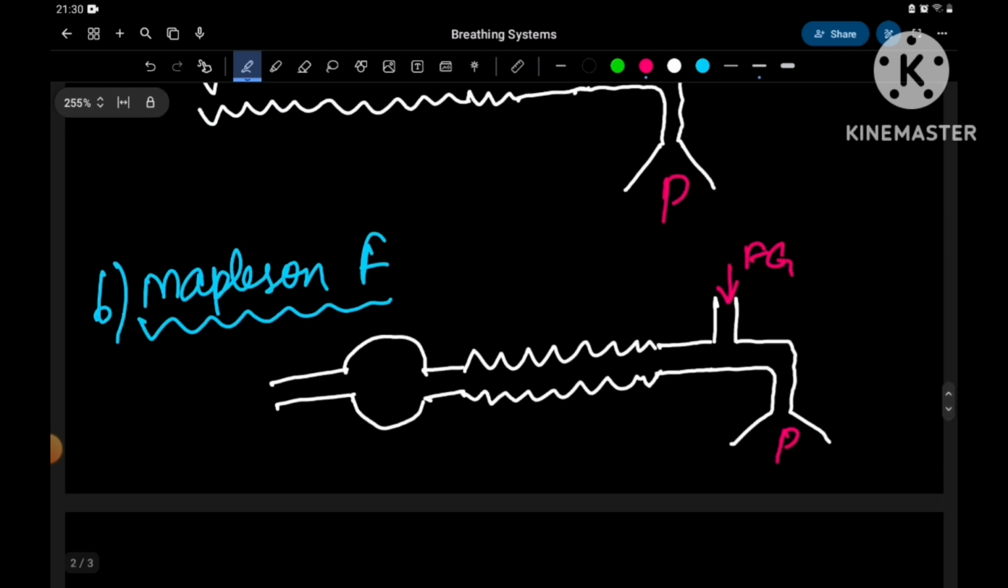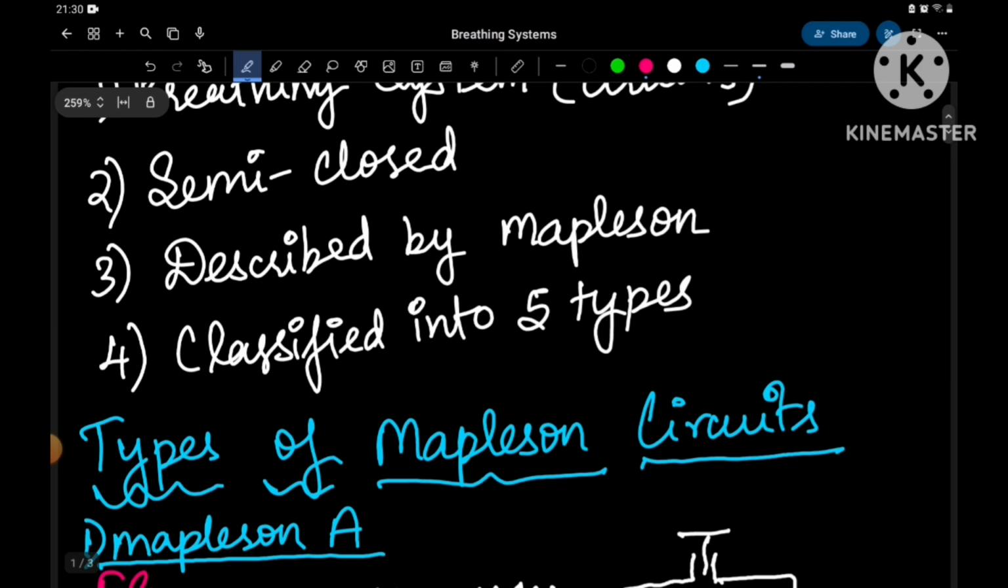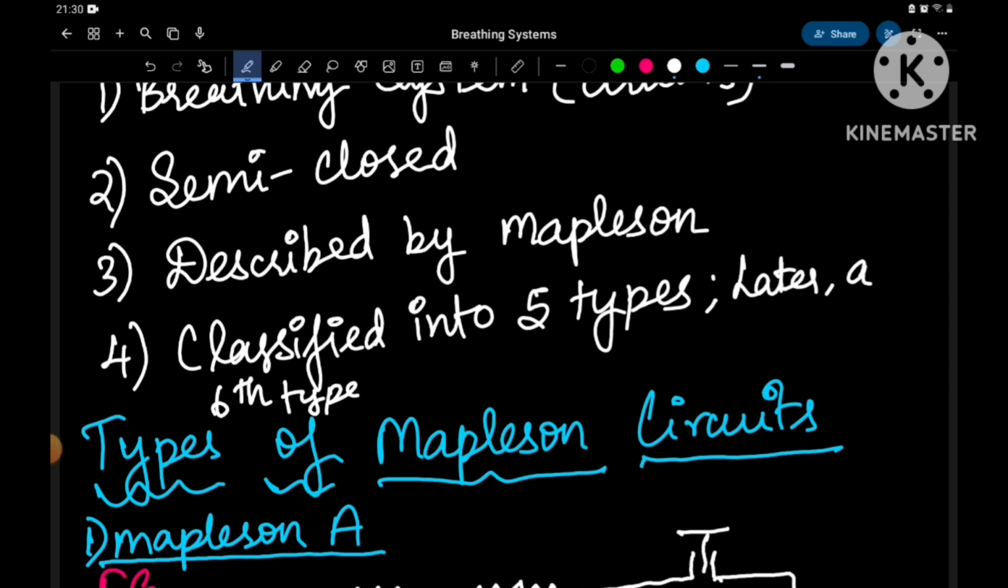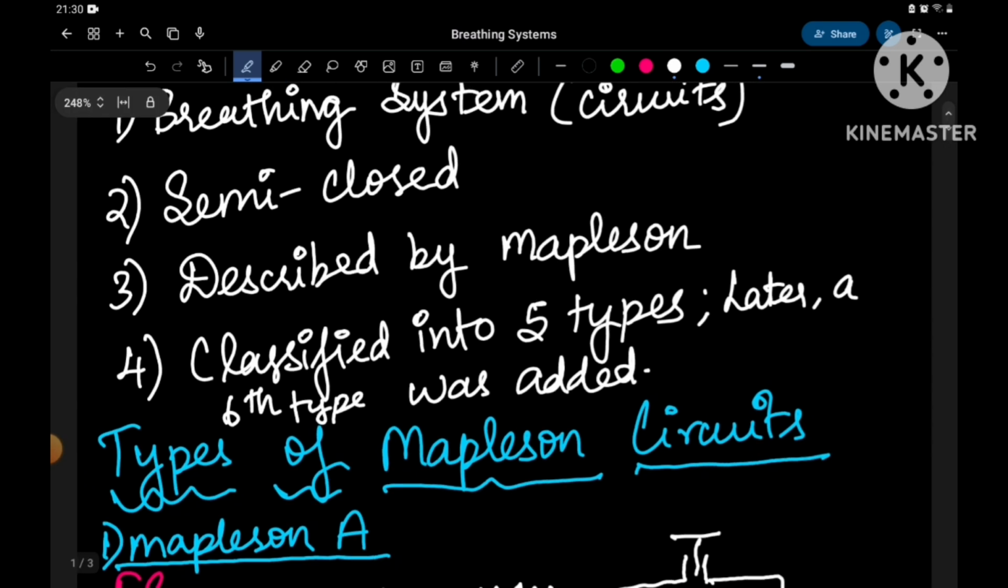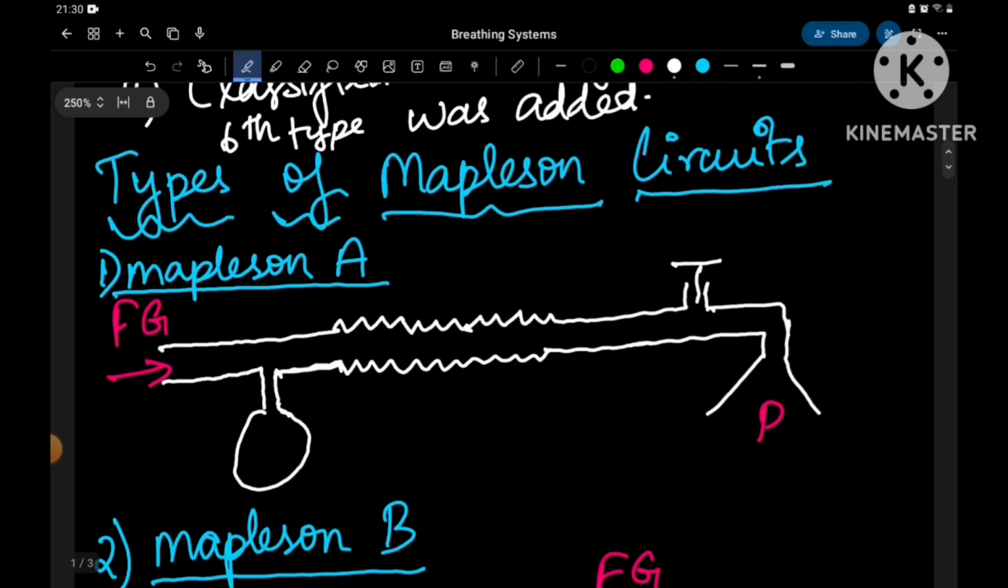Yes, actually, I'll try to explain it here. We see classified into 5 types, right? But later, a 6th type was added, okay? So now let's see the types of MAPLESON circuits.